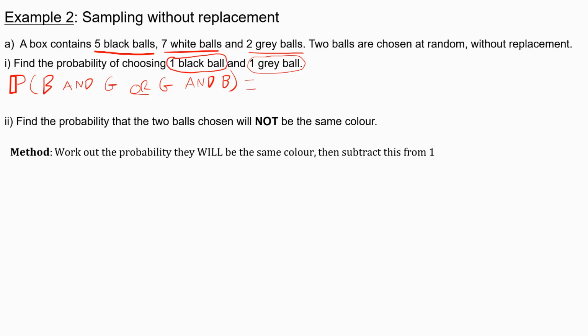So what I'm going to do is do black and grey. Imagine I take a black ball out of the bag. That's going to have probability 5 out of, let's work out the total. There are 14 balls in the bag, so that's 5 out of 14. So I've taken a black ball. The chance of now getting a grey ball is going to be 2 out of 13, because there were 13 balls left in the bag.